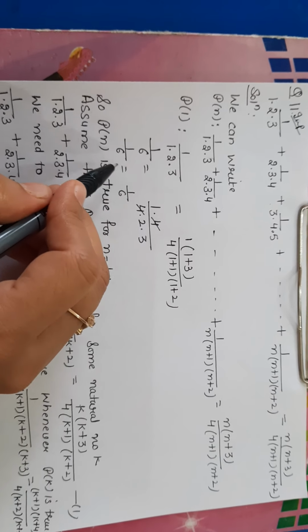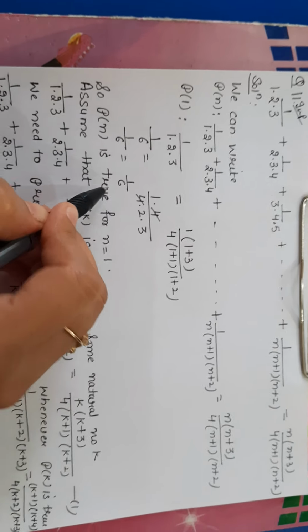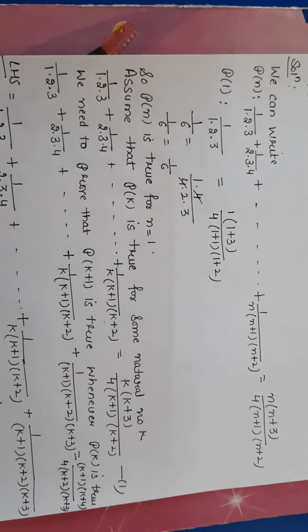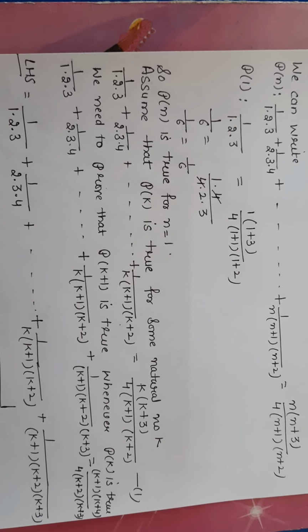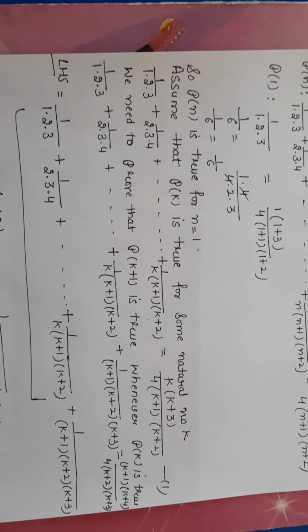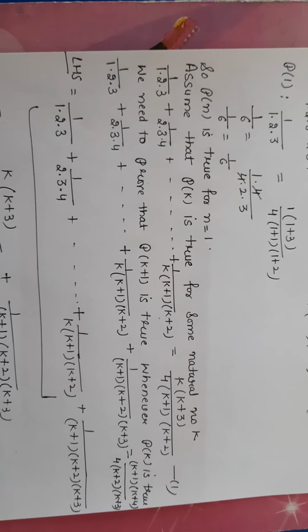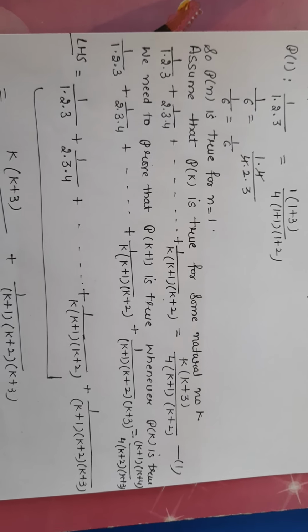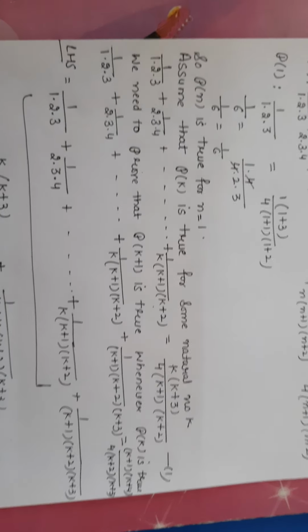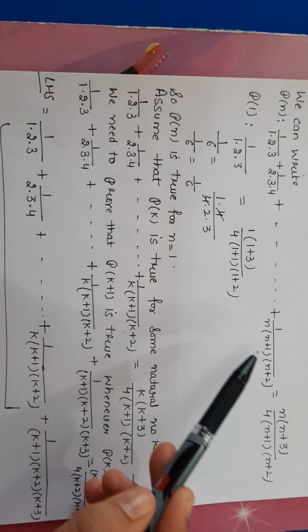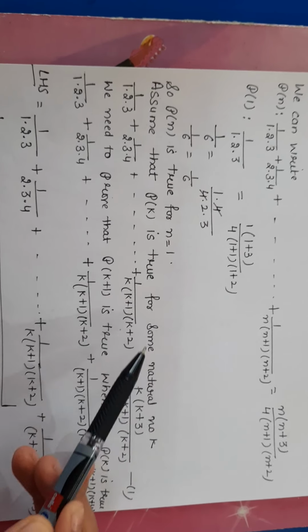So we'll have 1 by 6 equal to 1 by 6. That means we have shown that Pn is true for n equals 1. Second step, we assume that Pk is true for some natural number k. That means in this result you're just going to replace k on both sides.